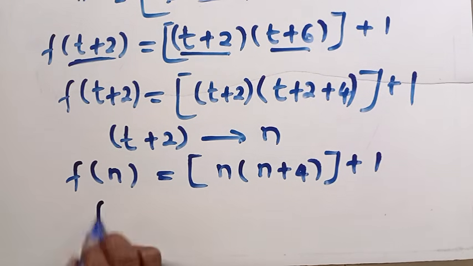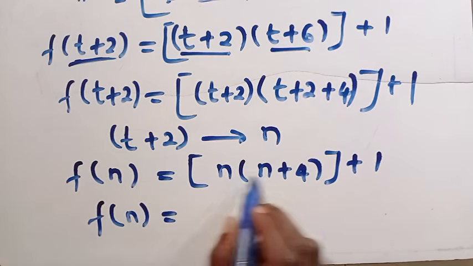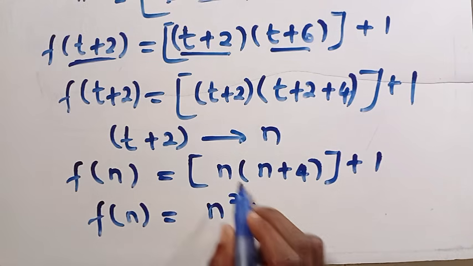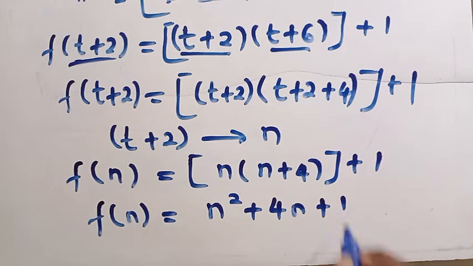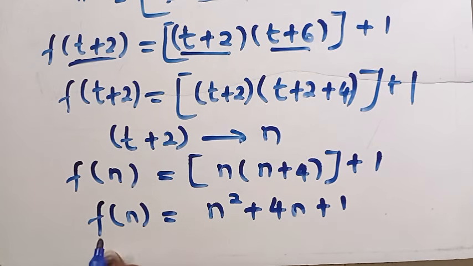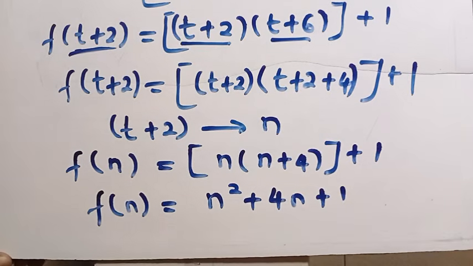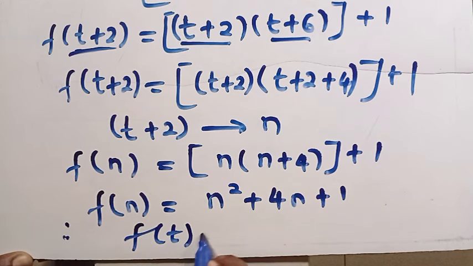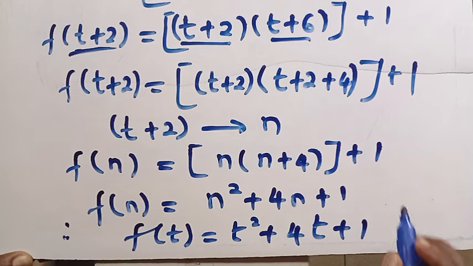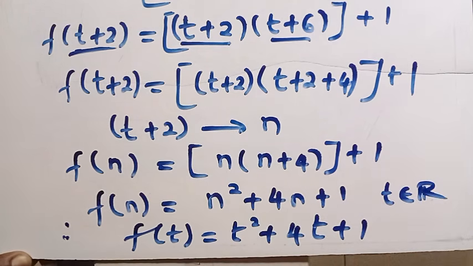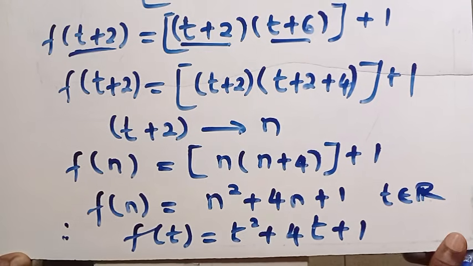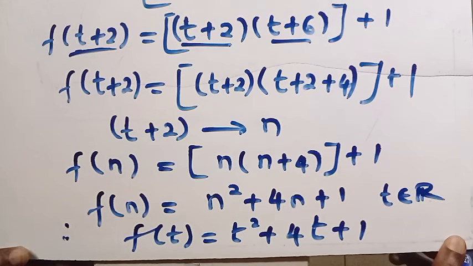After this, we have f of n equals, opening the bracket, n squared plus n times 4, that is 4n, then plus 1. We can replace n with t, since we are asked to calculate in terms of t, and therefore we have f of t equals t squared plus 4t plus 1, where t is a member of any real number. This is how I got the solution using the first method.